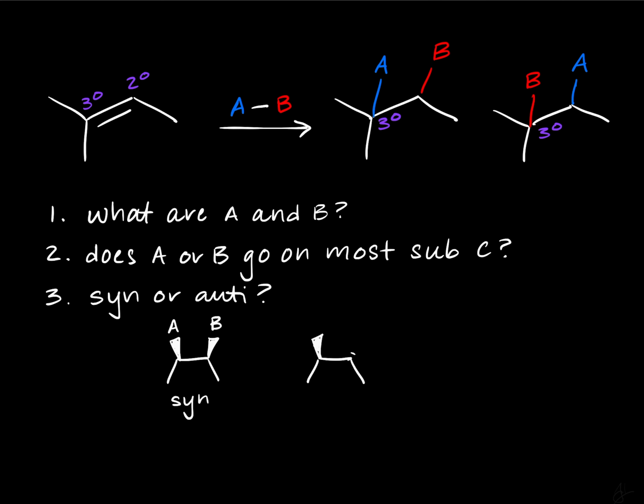Anti, on the other hand, we have A and B. Anti means that they need to be on opposite sides of the molecule. So if one group is on a wedge, the other group needs to be on the dash, and vice versa. Right, so this is the anti addition. And again, I've arbitrarily chosen these, but if we have an anti addition, we can get both sets. So we can get both this set and this set where A is on the dash and B is on the wedge. The same thing is true for syn.